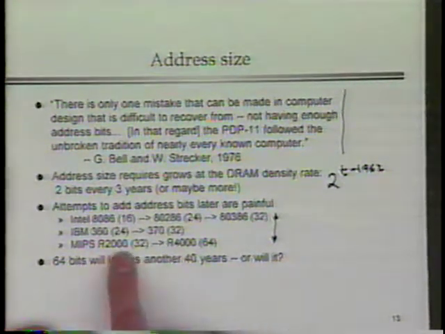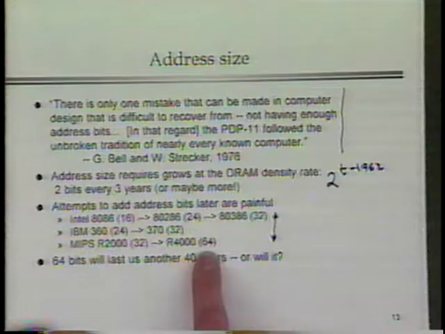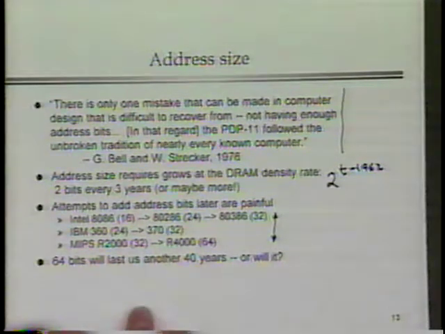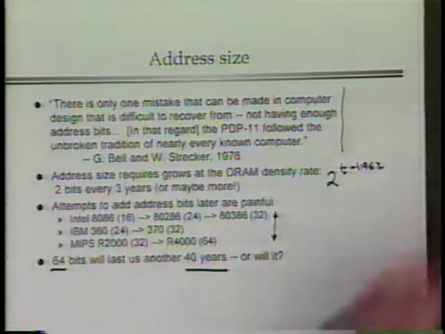And even machines now that are designed with 32-bit addresses, like the MIPS R2000, were designed in such a way that the extension to 64 bits of addressing in a machine like the R4000 is a lot less painful than any of these other transitions. And whether 64 bits will really last us for another 40 years is anybody's guess.